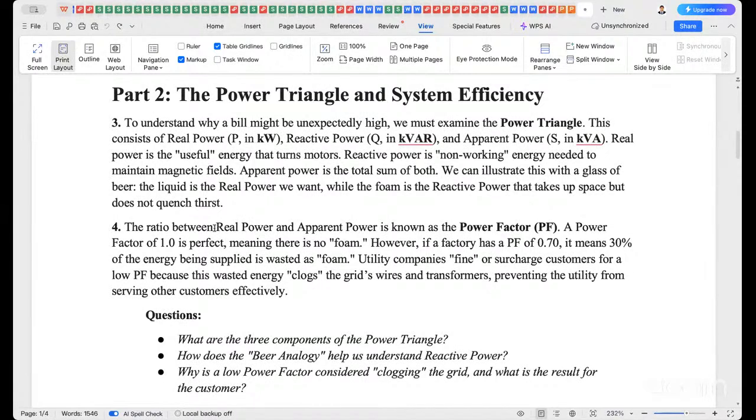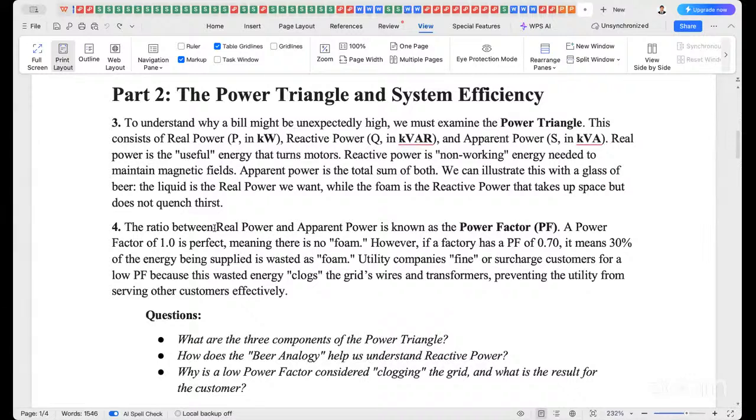Yes, let us hear from Adebayo. Adebayo, unmute yourself. Good morning, everyone. It's actually as simple as we can see it. The liquid is the real power, the foam is the reactive, and the total, that's the sum, is the apparent power.